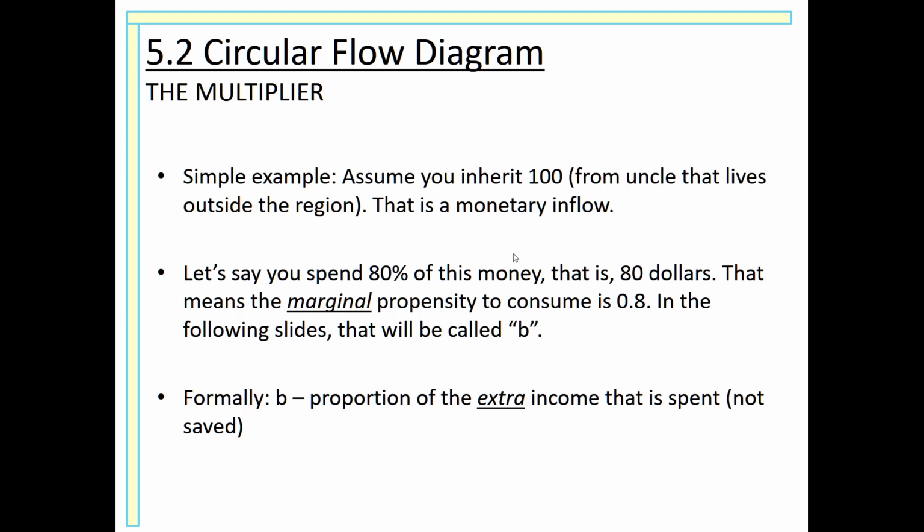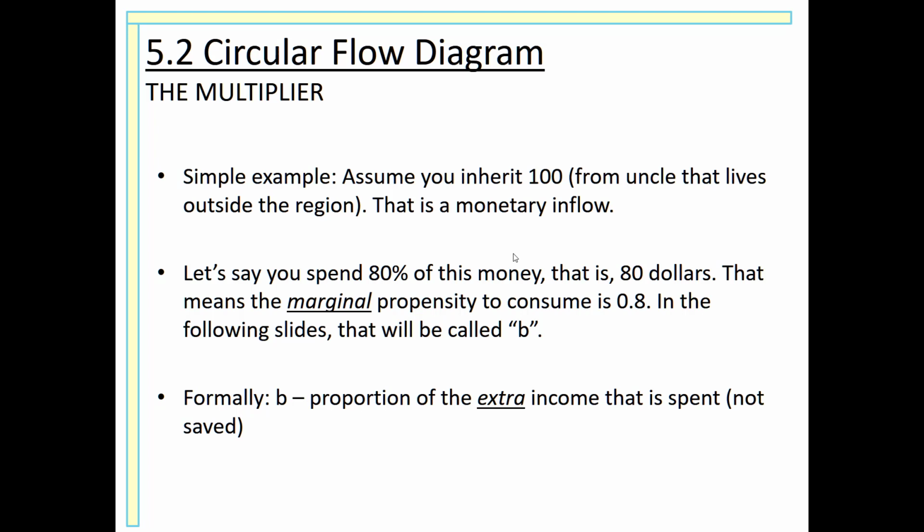That means that the marginal propensity to consume is 0.8. In the following slides, that will be called B. Formally, B is the proportion of the extra income that is spent, meaning not saved. Notice the emphasis on the words marginal and extra. B is the proportion of the extra income that you're going to spend. Marginal in economics means each extra, or one way to define marginal is each extra.